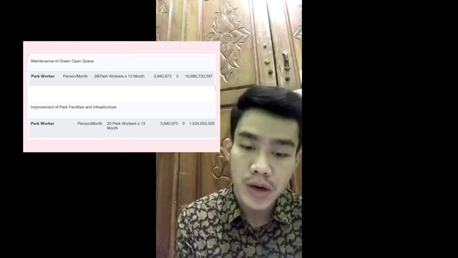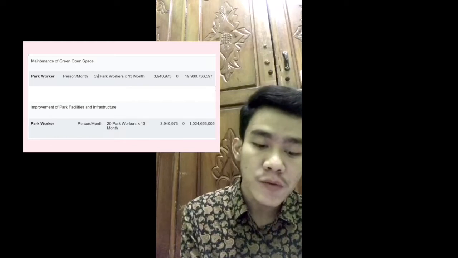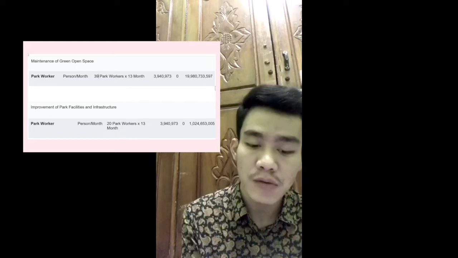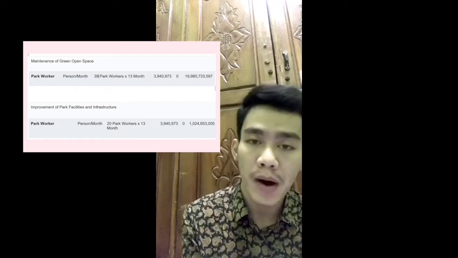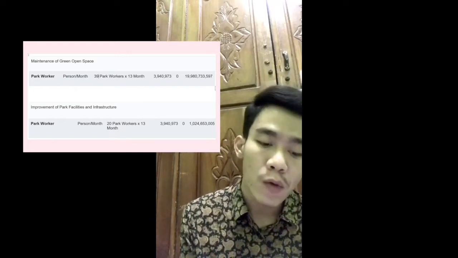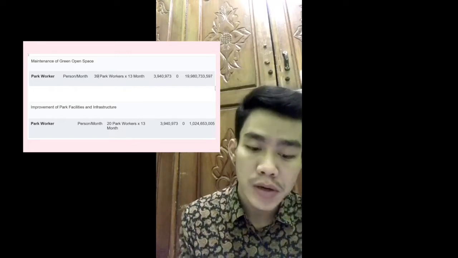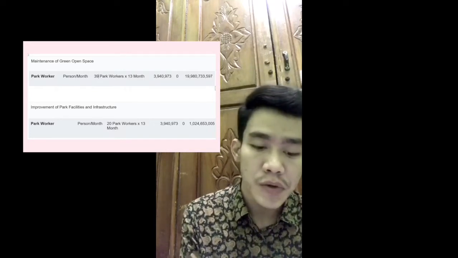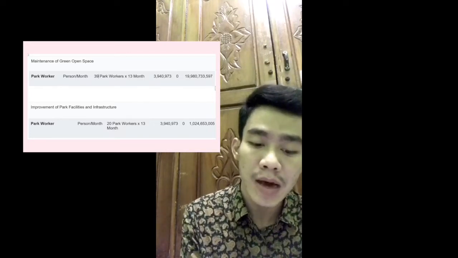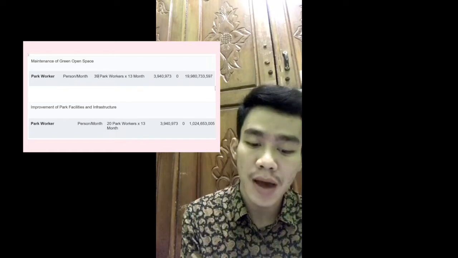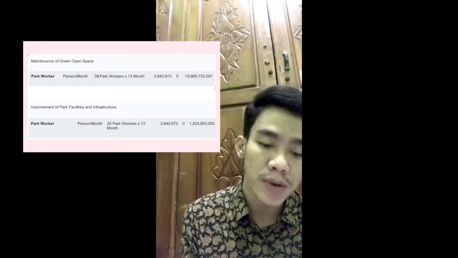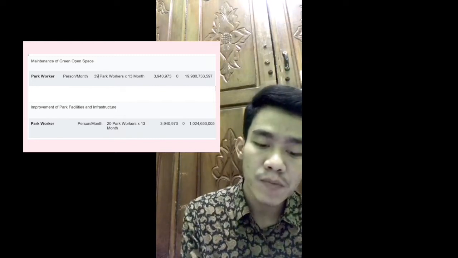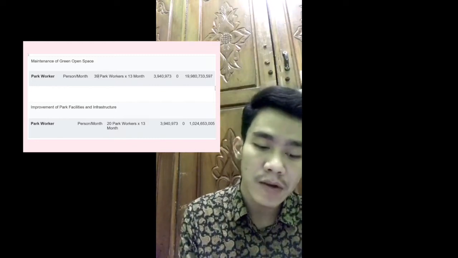Okay, so the next is maintenance of green open space in South Jakarta. We hire park workers. Per person and per month will be paid Rp3.940.973. And we hire 39 park workers for 13 months. So the total is Rp19.987.733.597. And the next is improvement of park facilities and infrastructure.